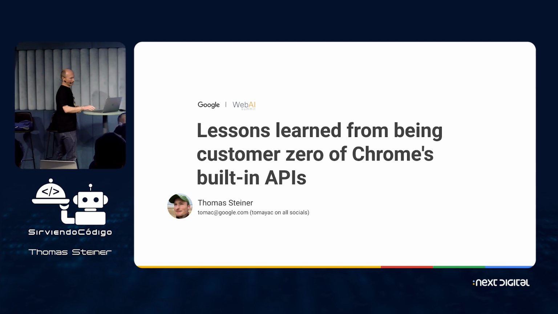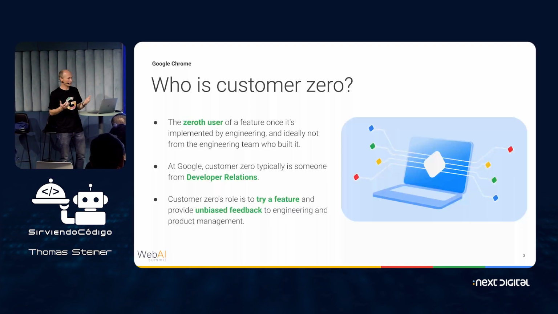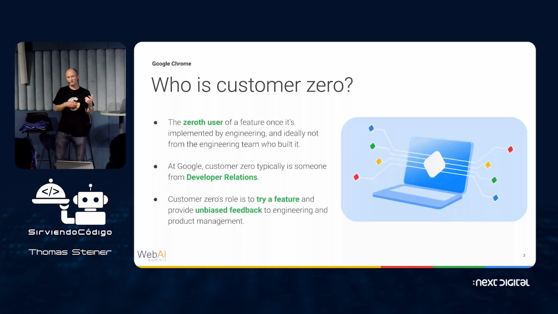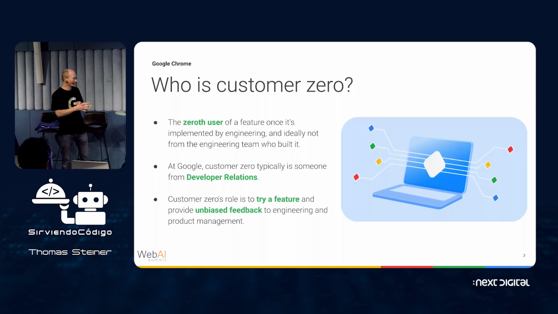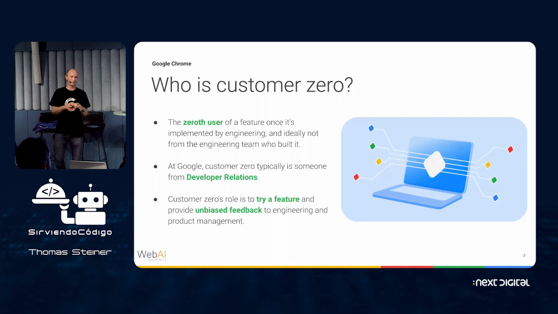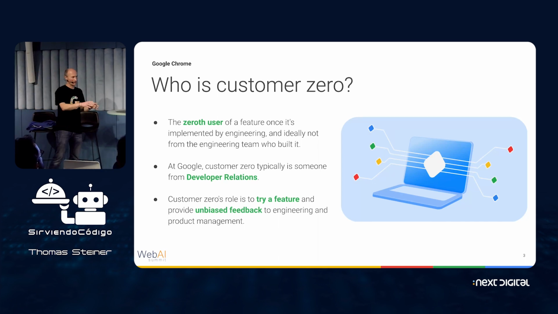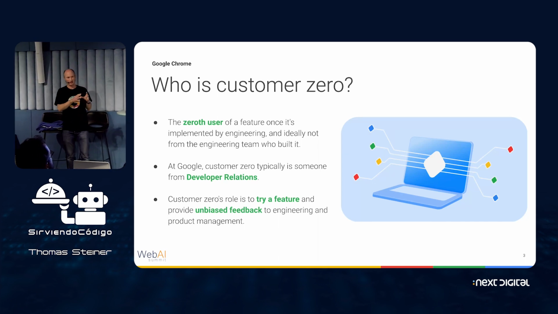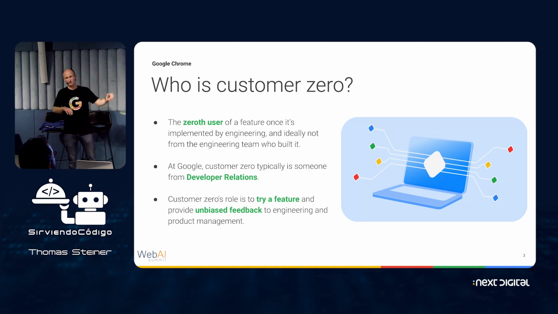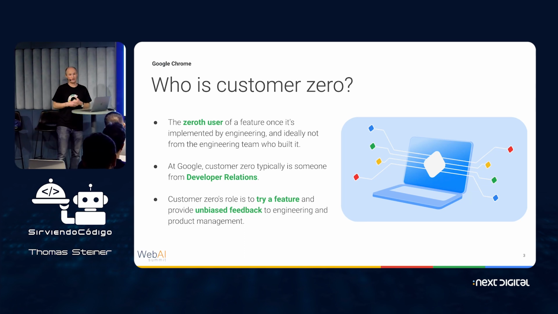What do we mean with customer zero? Well, the customer zero is the zeroth customer, someone who tests the feature the very first time that it is testable. And typically a customer zero is also disconnected from the team that has implemented it. So I'm from developer relations. The Chrome AI team has actually implemented the AI APIs in the browser. So we have a disconnect here. They implement, we can test, so we are the customer zero. And this allows us to give unbiased feedback.